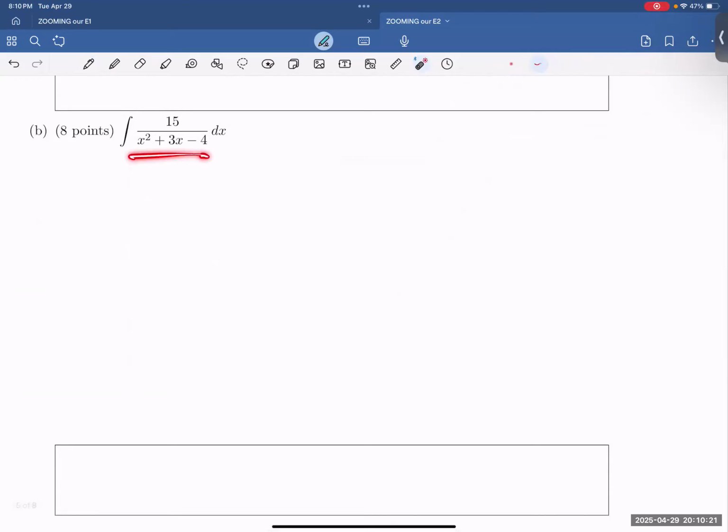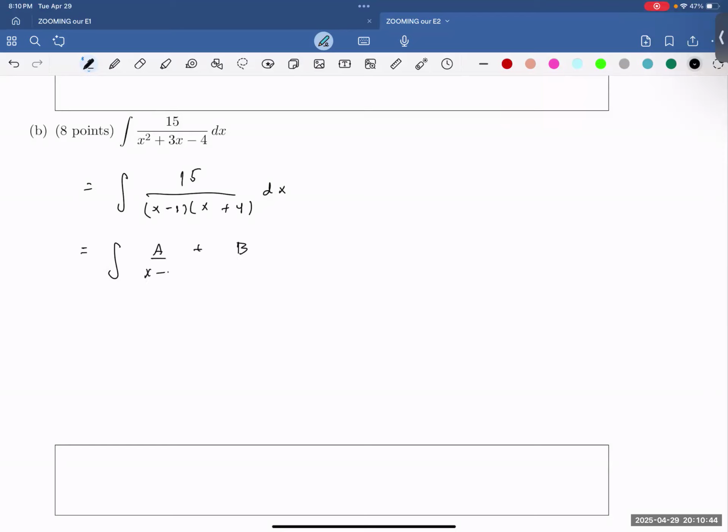Okay, partial fractions, because you know this is a rational function, and you can factor the polynomial. This is the same as 15 over, and if you factor that, x minus 1 times x plus 4, which gives you minus 4 plus 3. Okay, so then this will split into a over x minus 1 plus b over x plus 4. If you find a and b, 15 is equal to a times x plus 4 plus b times x minus 1. When you let x be negative 4.